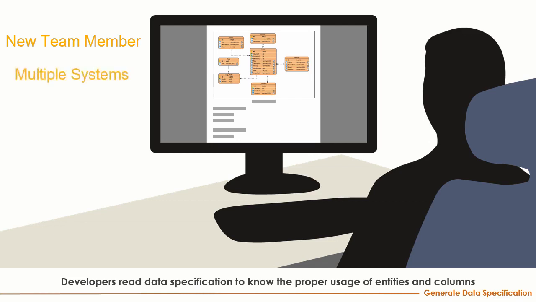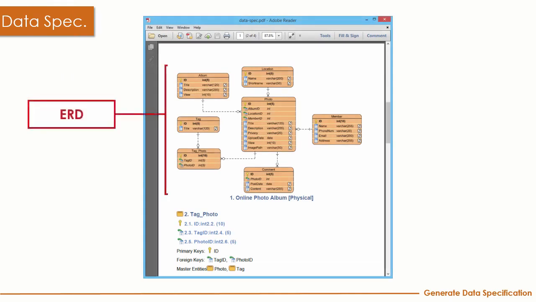Or you're maintaining multiple systems and you don't need to focus on one system. Then when you switch back to the application, you can read the specification first and make sure you understand the structure. The data specification usually comes with the entity relationship diagram, of course, to show what entities are included and the relationships. And then you will see the entity details of the entity relationship diagrams.